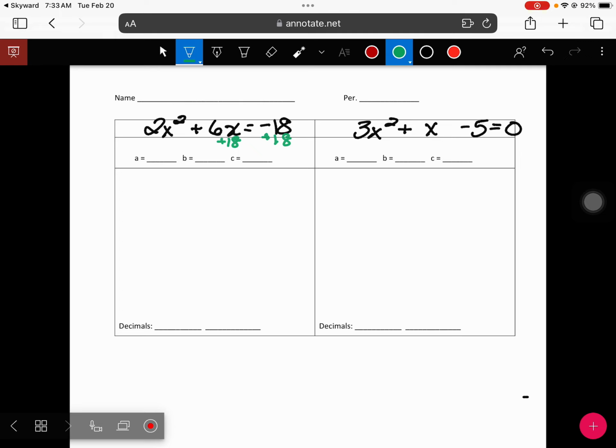So add 18, add 18. The 18s cancel out. I'm going to rewrite mine above. So I have 2x squared plus 6x plus 18 equals 0. Now I'm happy. I've got 0 at the end. That's where I put my happy face, and we can go forth.